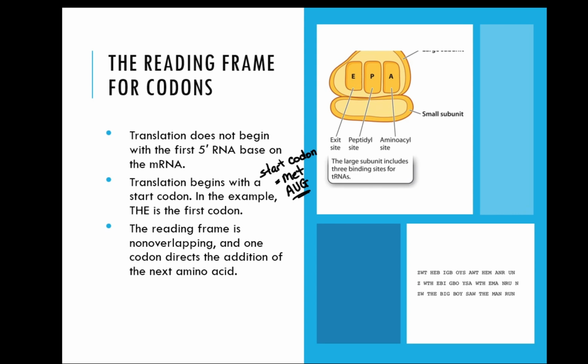Just 3 little words. Okay, so in this case, if you look here, we have kind of a lot of nonsense until you get down here, which says the big boy saw the man run.